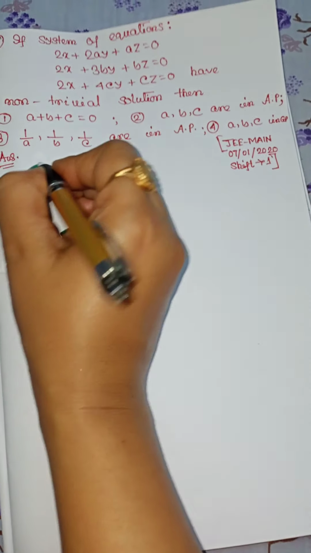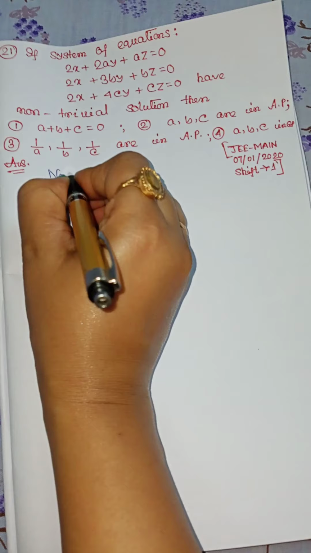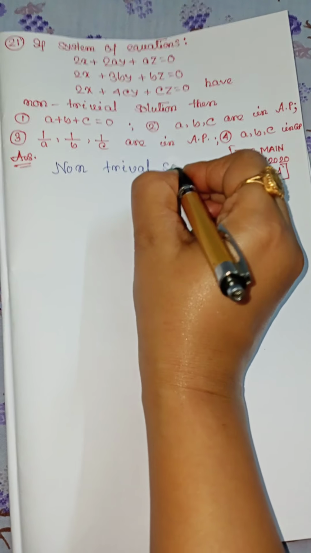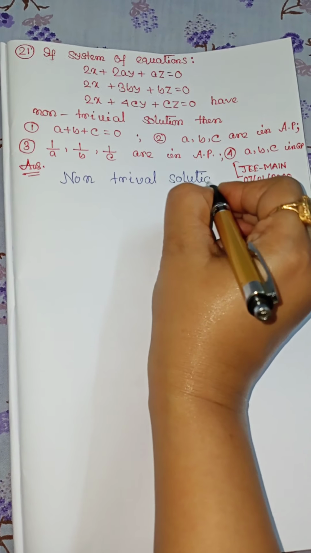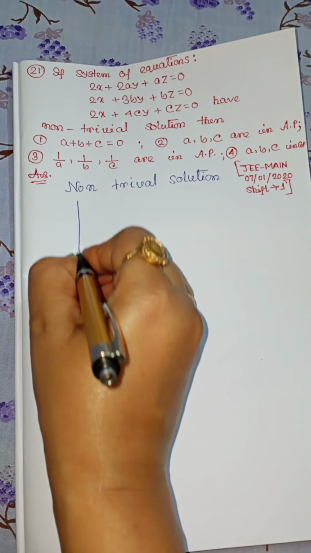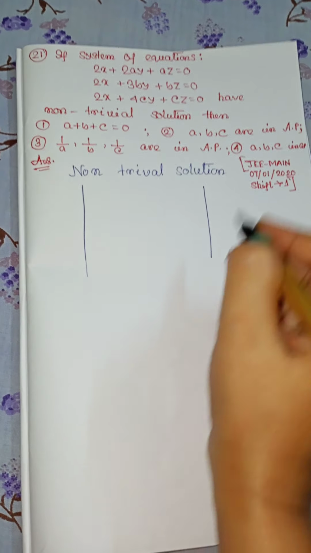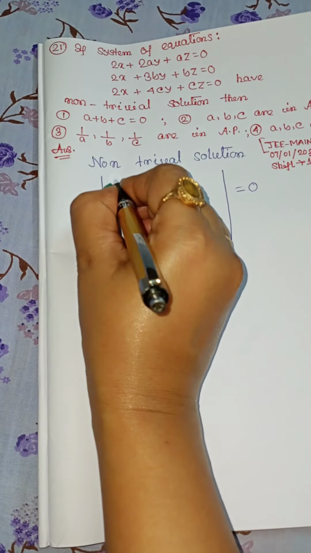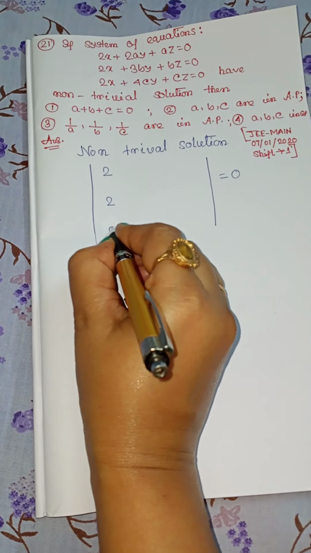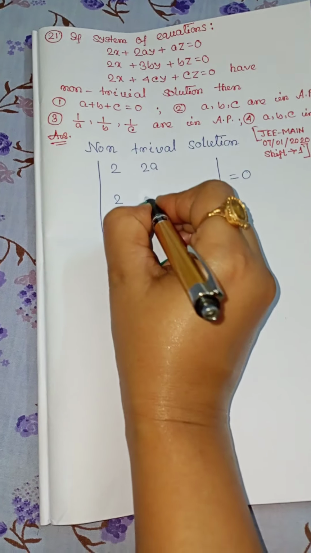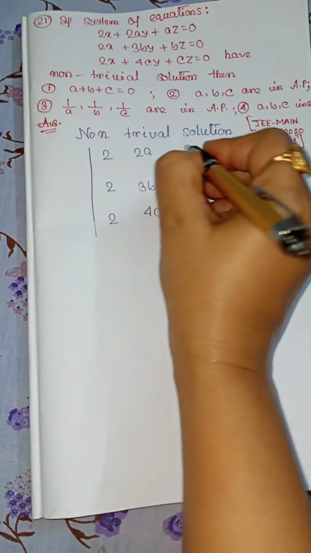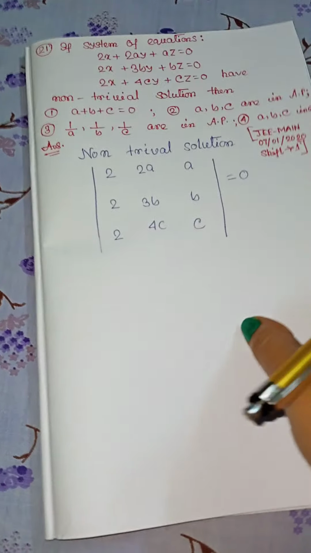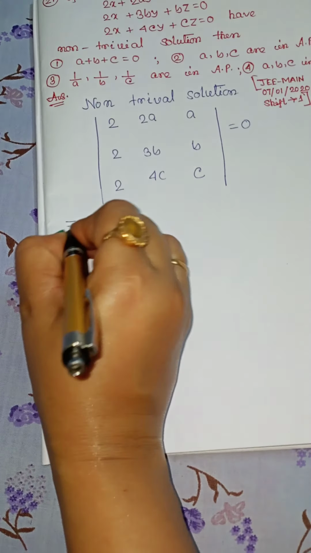For a non-trivial solution, we know the determinant is 0. So the coefficients must be written just like that: 2, 2, 2, 2a, 3b, 4c, a, b and c. This is our determinant.